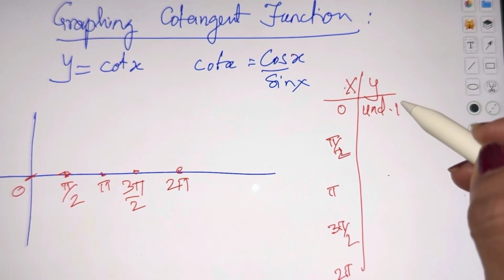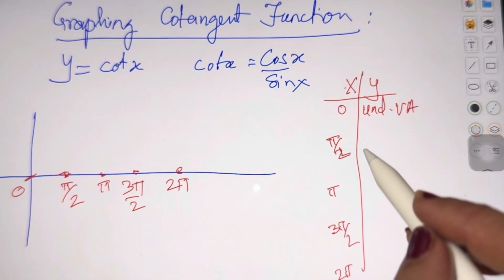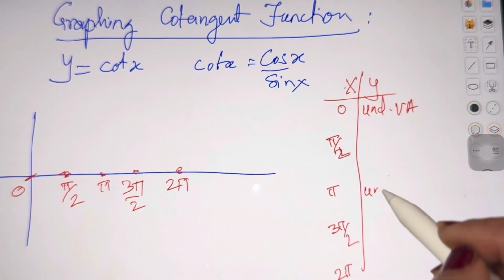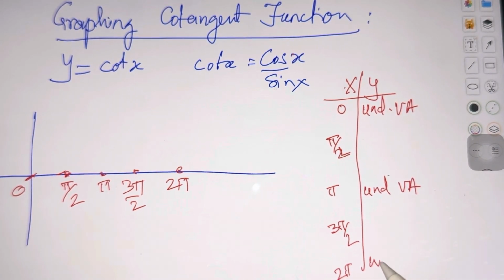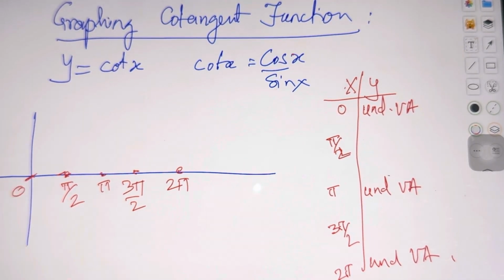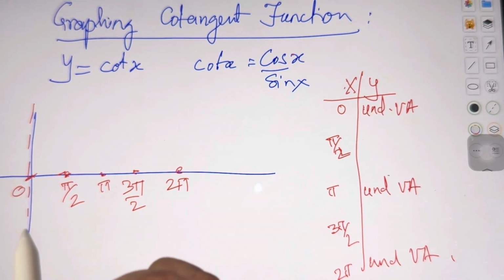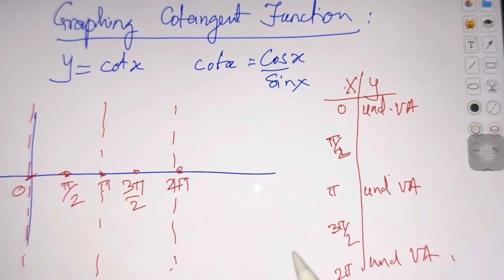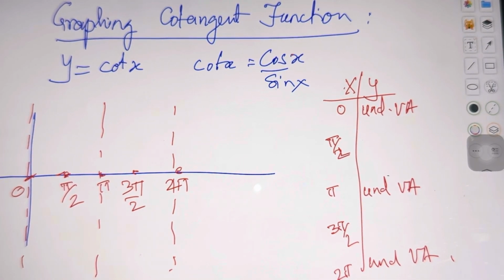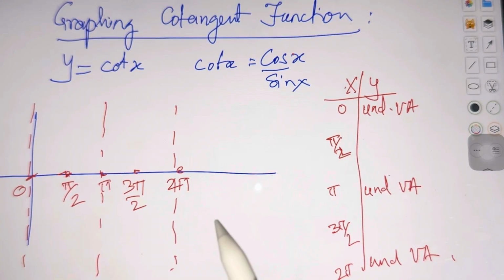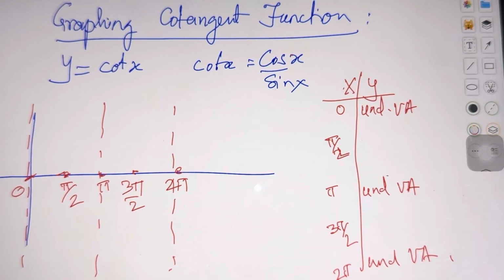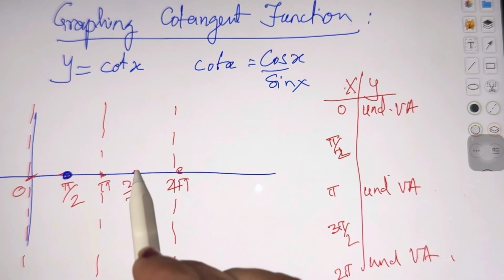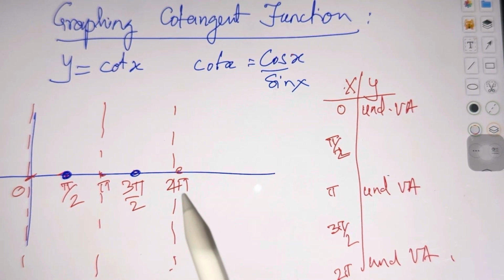That will give rise to a vertical asymptote. At 0, pi by 2, then pi, this is undefined, vertical asymptote. So all the vertical asymptotes are at 0, pi and 2 pi. Okay. Now wherever cos is 0, we will get the zeros of the cotangent function. Cos is 0 at pi by 2 and 3 pi by 2 and so on.